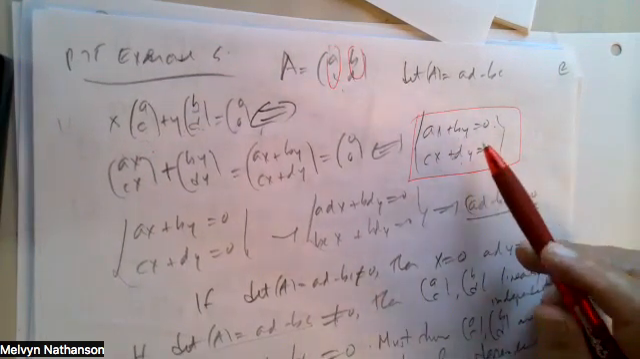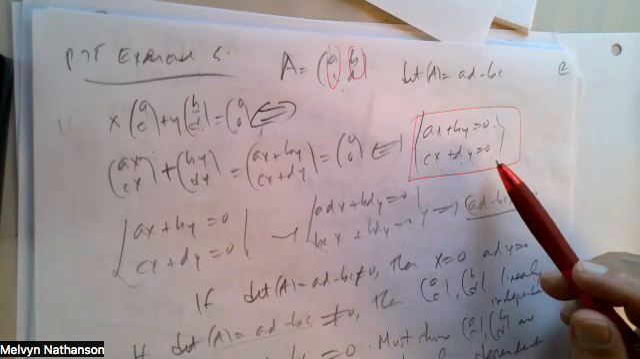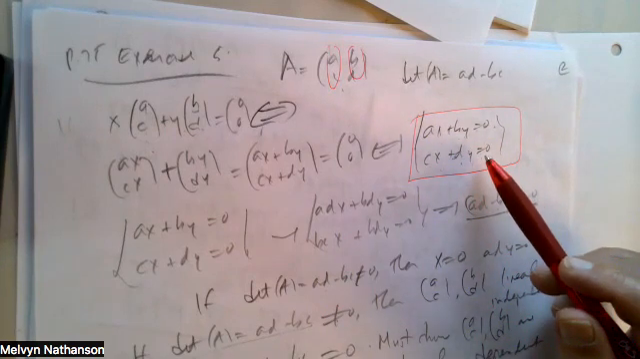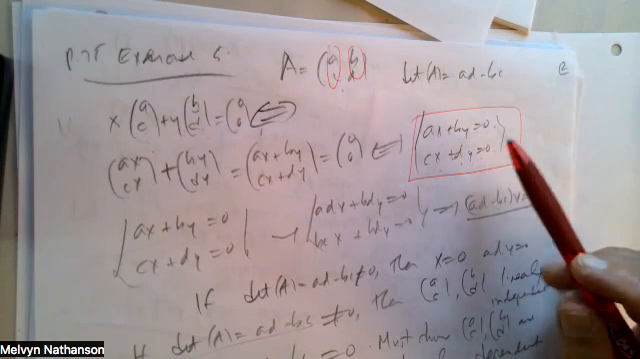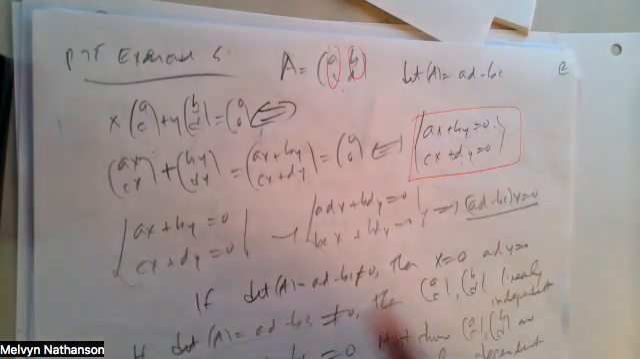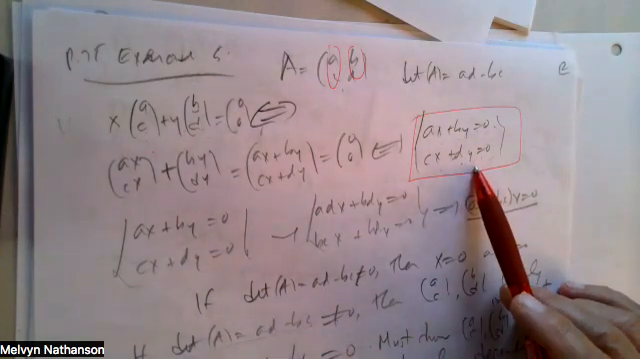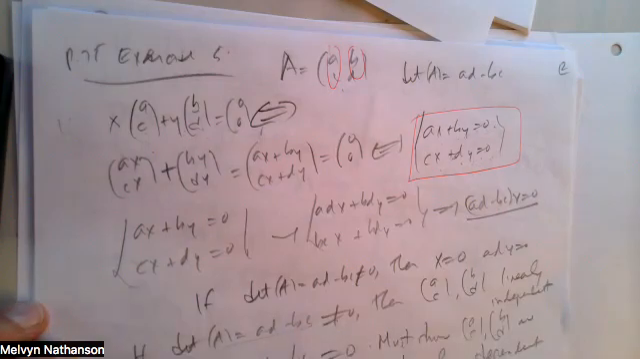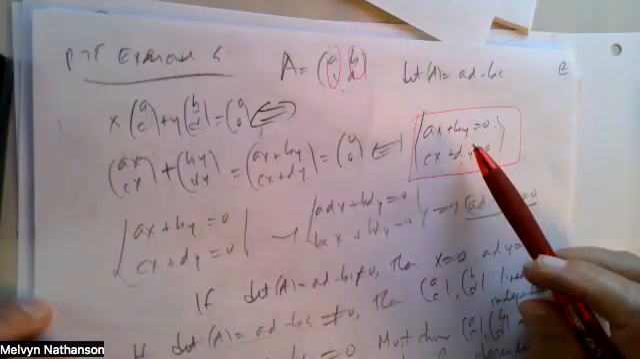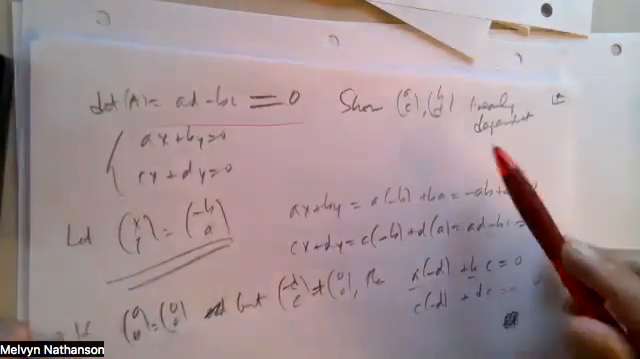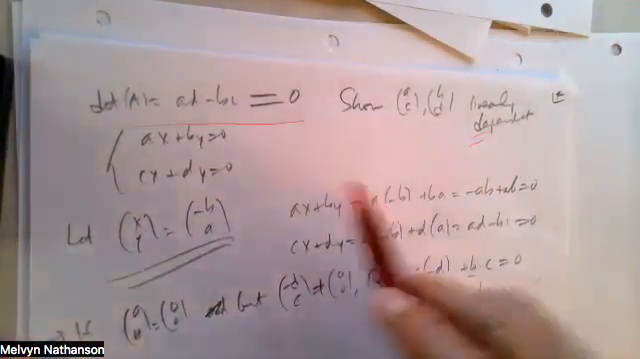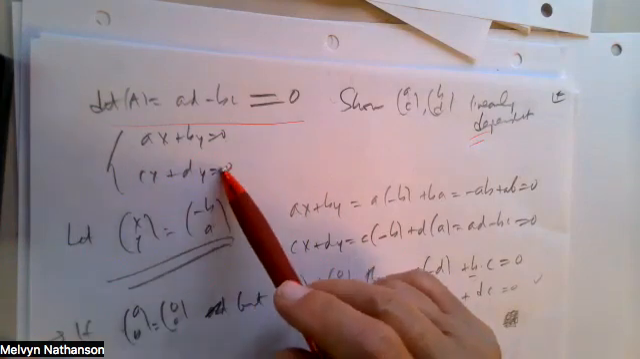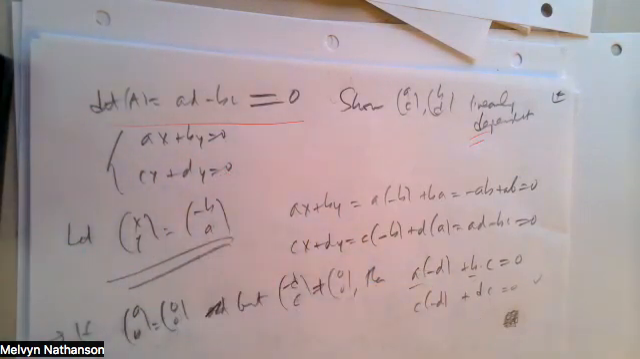So we want to show that these equations have a non-zero solution if and only if the determinant is 0. If the determinant is non-zero, then you can solve these equations and you get X and Y must be 0. So if the determinant is non-zero, the columns are linearly independent. We have to show that if the determinant is 0, then the columns are linearly dependent. That is, you can find a solution X, Y to these equations which are not both 0.